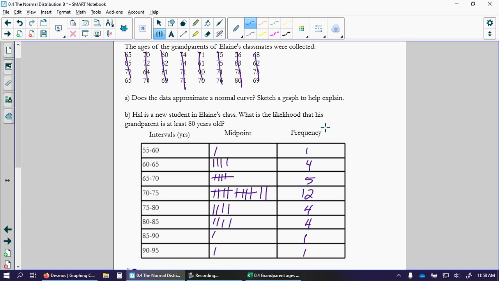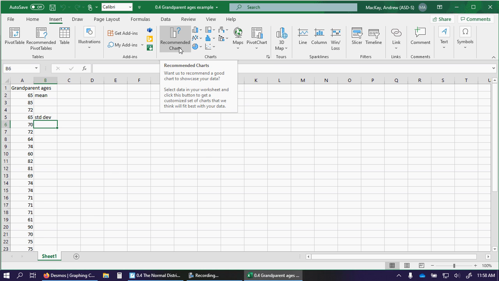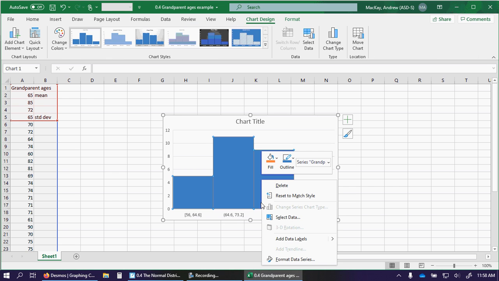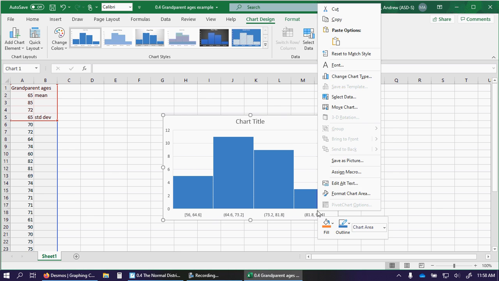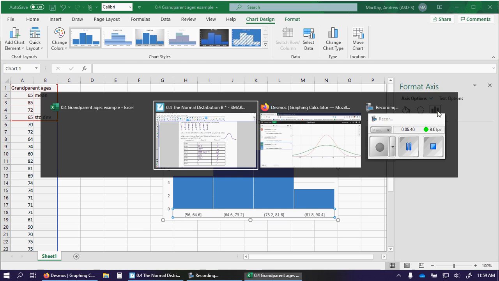Well, a normal curve should start low, go up, and come down, kind of like that. So this starts low, then goes up, and comes down. So we can look at this, and I'll post this particular set of data. Here's all of the ages. I want to insert a histogram. I can do this. I don't like those, so we're going to try to get the right thing. Format chart area. Horizontal axis.